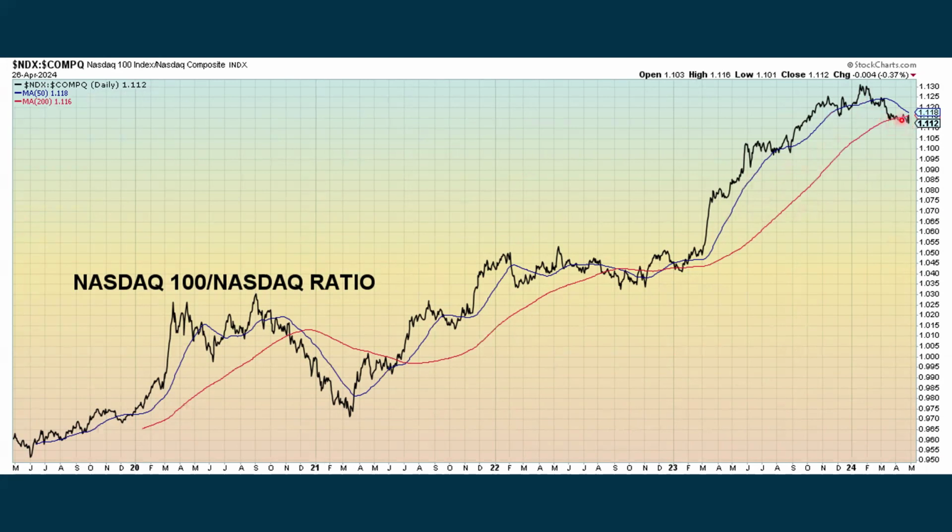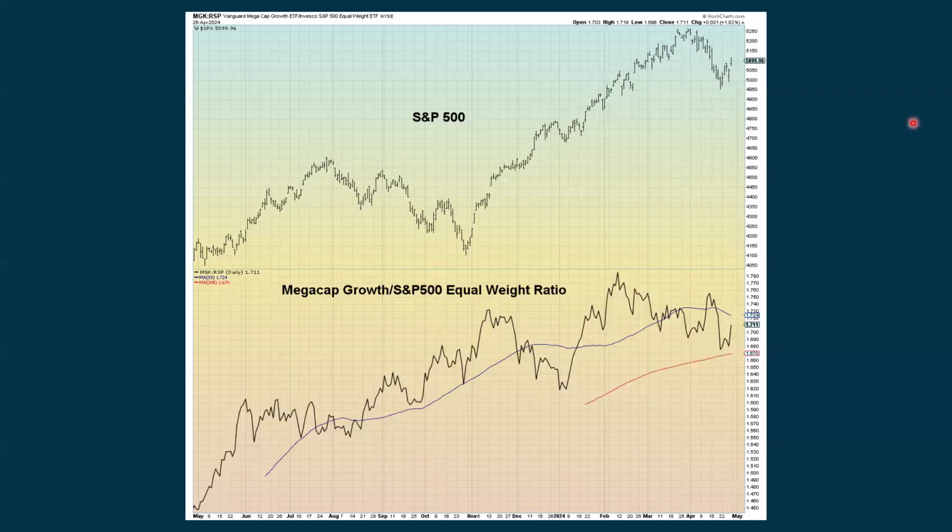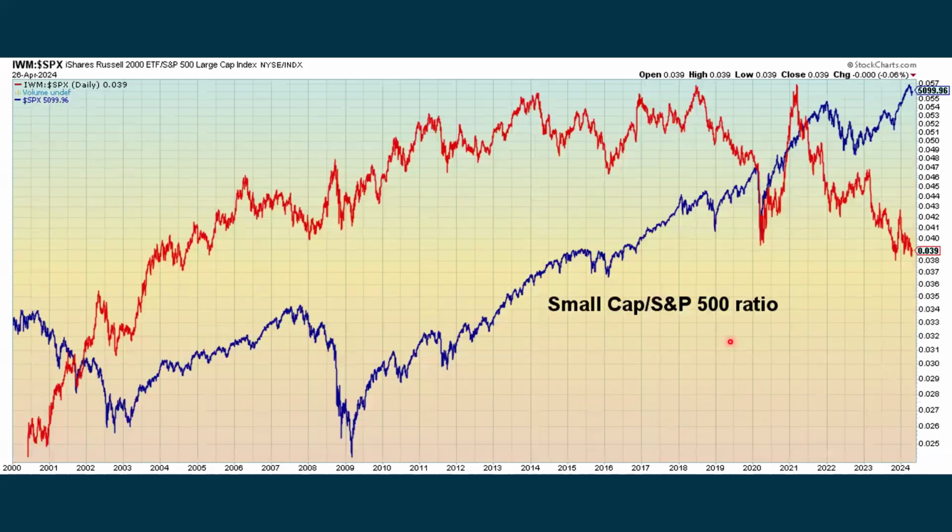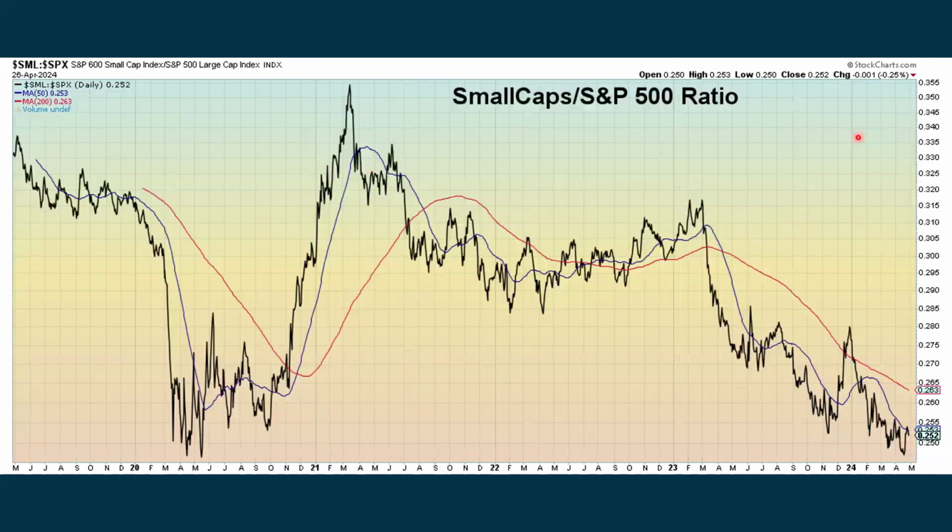We're still on a longer-term uptrend, but if we hang down here for very long, we might see a death cross in this ratio. Then we look at the mega caps, the really big companies, and compare it with the equal weight. And this is continuing to show that the big stocks are outperforming, even though they had been showing some recent weakness. We do a ratio between small caps and the S&P. That's the red line. When this is going down, that means small caps are underperforming.